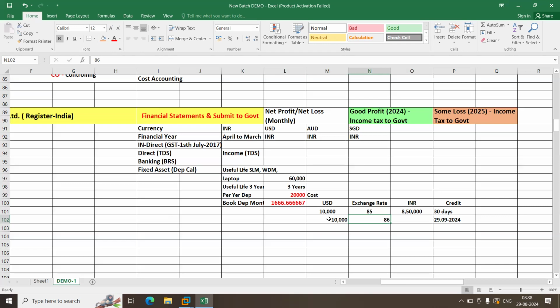If I go to the bank or any forex market, what will they tell? Today the dollar rate is 86. Then how much INR do I have to pay to get the 10,000 US dollars? 8,60,000. Means I received goods or service for 8,50,000, which is my value when I purchased the bill. And now today I'm going to pay more. How much am I paying more? 10,000. And what is that 10,000?